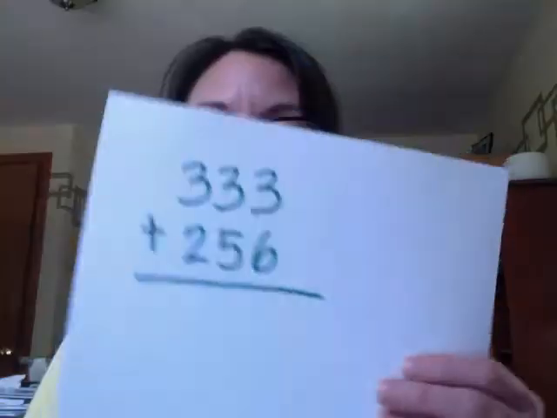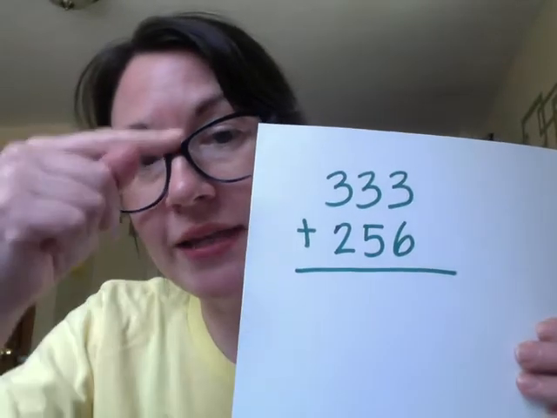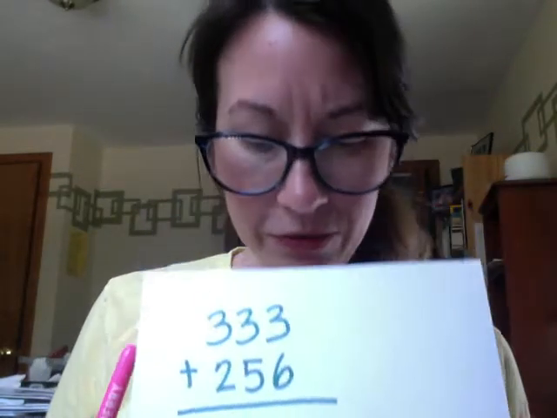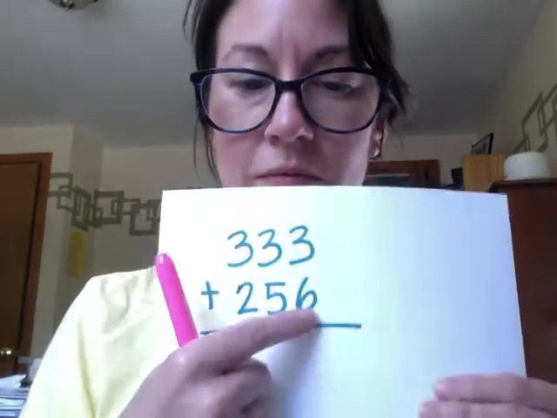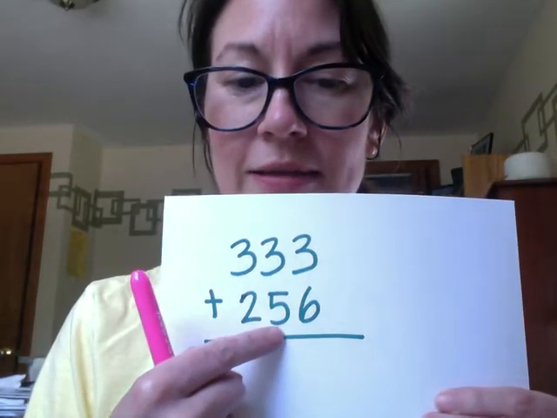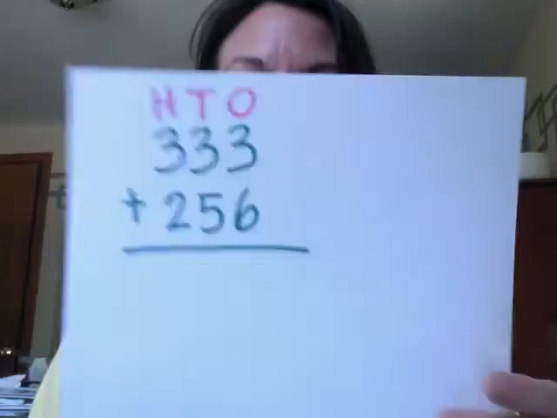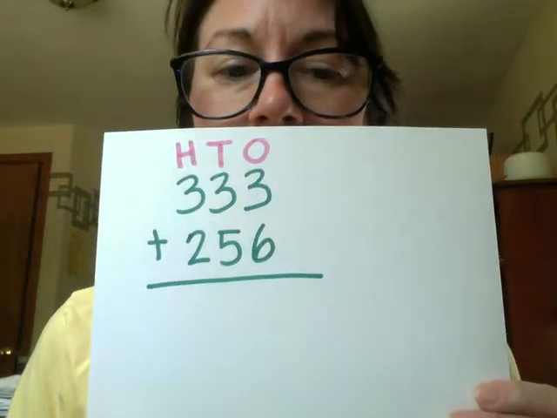Step 1, mark my HTO and circle the bigger number. Here I have one that's written up and down. So what do I do here? Well, there's my ones, there's my tens, and there's my hundreds. So let me mark my HTO. There we go, HTO. And now I'm going to circle the bigger number. Let's see, 300 and 200. Well, I know a 300 is bigger than a 200, so that's my bigger number. So I'm going to circle it.